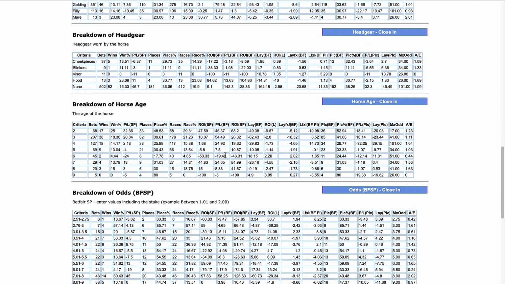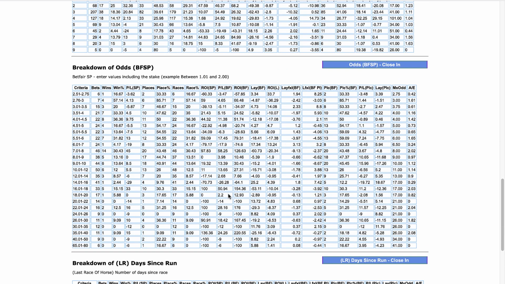The horse age. 6-year-olds are making a loss there, but 7 and 8. I'm very wary of saying we will include 5-year-olds, we won't include 6, we will include 7 and we will include 8. One thing you really have to watch out for when building these systems is that you don't backfit your criteria to the data that's there, especially when we're dealing with really small sample sizes like this.